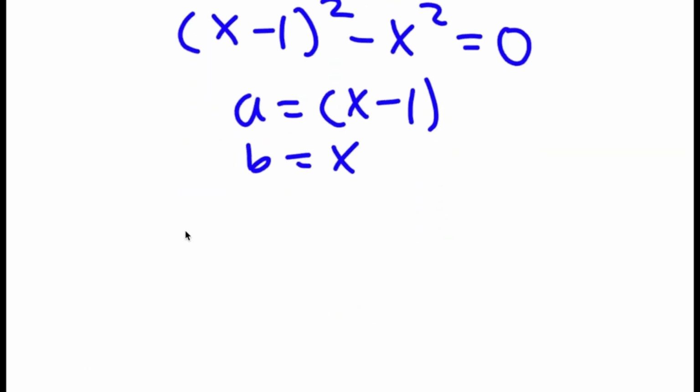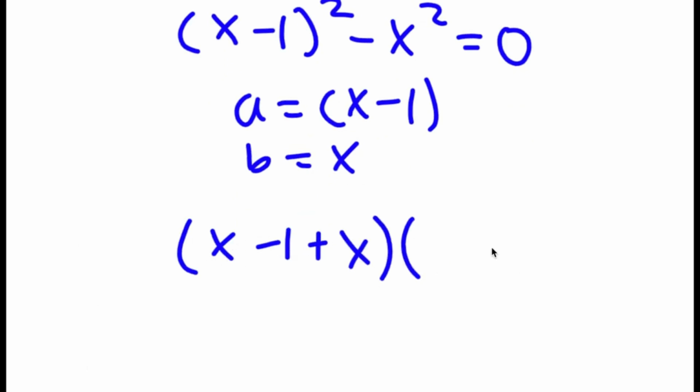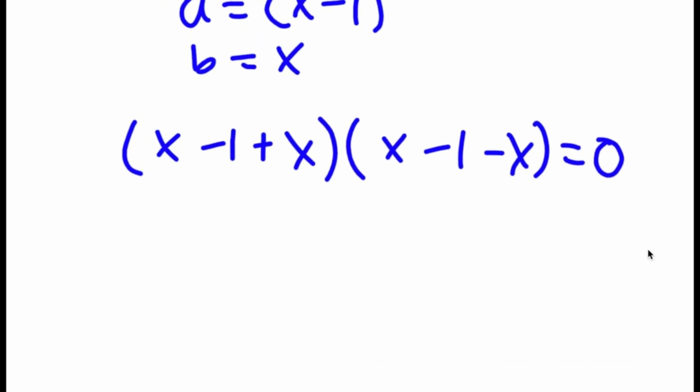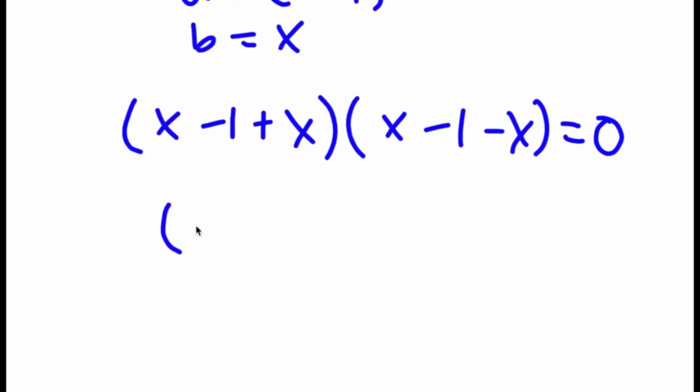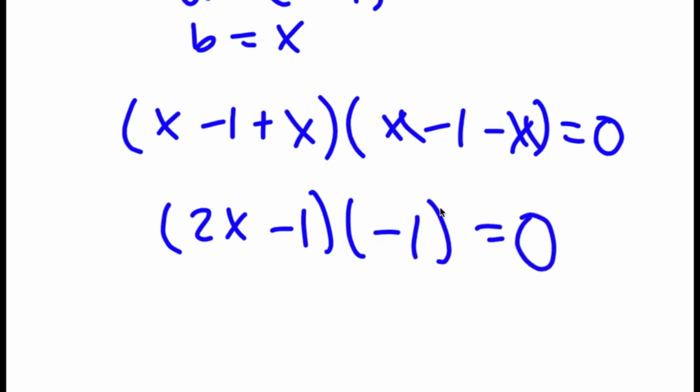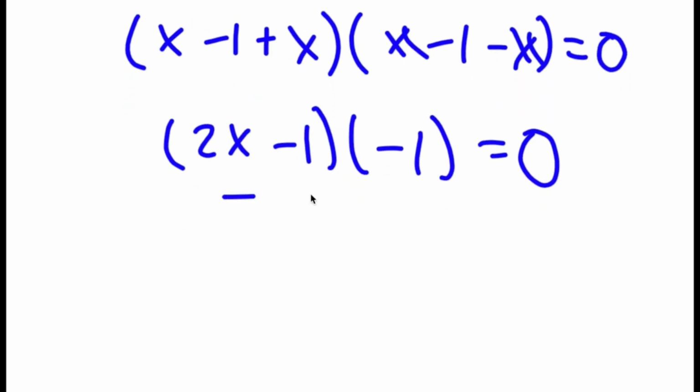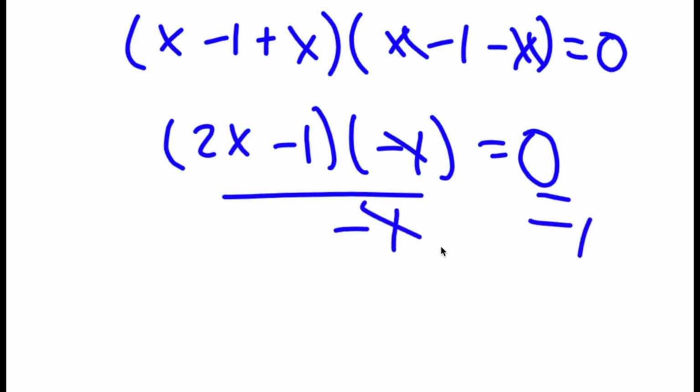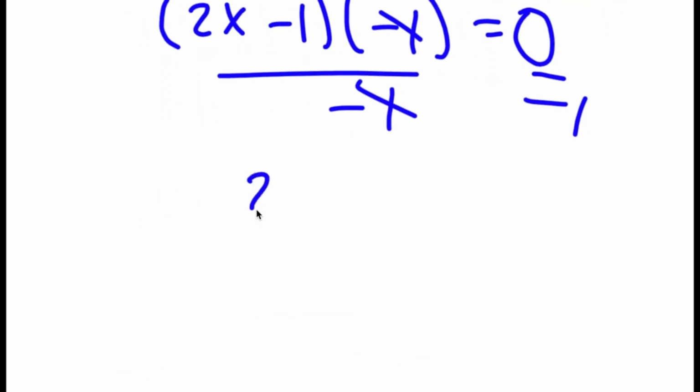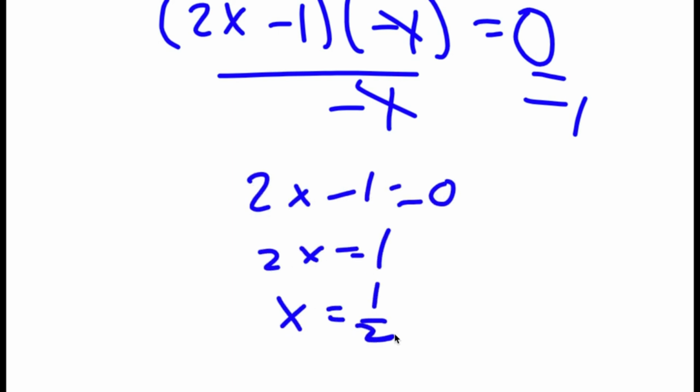So now I have (x − 1 + x)(x − 1 − x) = 0. So x − 1 + x, that's the same thing as 2x − 1, times x and −x, these two cancel out, so −1 = 0. Now if I divide both sides by −1, these two cancel out, and I get 2x − 1 = 0, meaning 2x = 1, and x = 1/2. That's my second method.